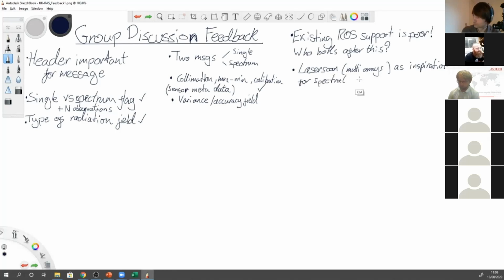Yeah, I'm just looking at it now, and actually, I think that's a good idea, taking something that already exists and just changing it. Don't really need to change too much, but make it more specific to what we're actually measuring. Yeah, that's a good idea. So that's the laser scan message.